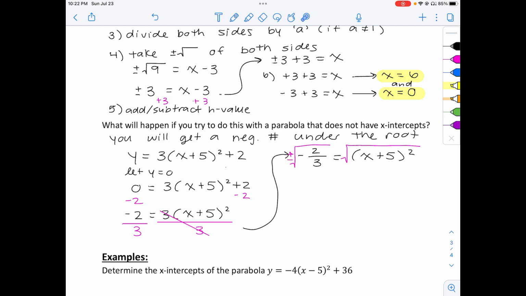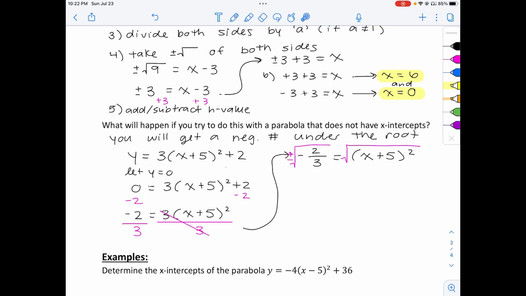But here we cannot do that because if you try to do the square root of negative 2 over 3, your calculator is going to tell you error. It's going to tell you to keep it real. You can only square root a positive number when you're working with real numbers.